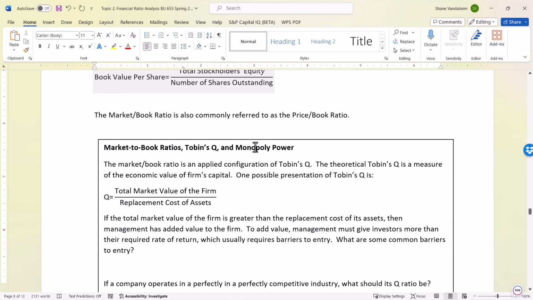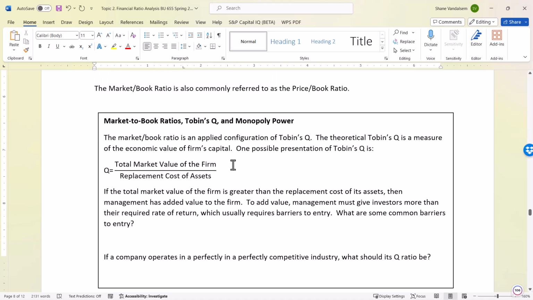So why do I like this ratio so much? I like it because it is a fairly common measure of the value added by management, by how they use the assets that they have. So what I have down here in this box, the market to book ratio is an applied configuration of Tobin's Q. Tobin is a famous economist. He came up with the Q measure of the economic value of a firm's capital. So one possible presentation of Tobin's Q looks like this. Q ratio is equal to the total market value of the firm divided by the replacement cost of its assets.